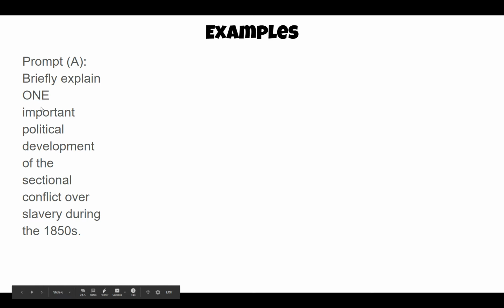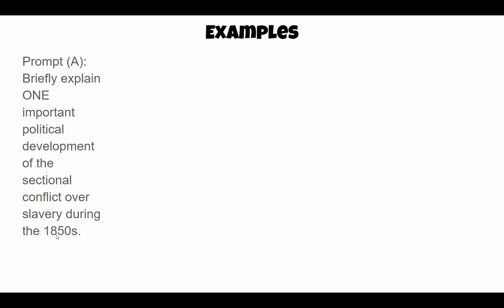So once again, what they're asking you to do is to explain just one, and what that one is, a political development. Okay, a political event per se of some sort, as you'll see in just a moment, and it has everything to do with the difference between the North and the South and how they handled slavery. And then my other thing I have to follow is that it has to be during the 1850s. So I've got to stay in those parameters.